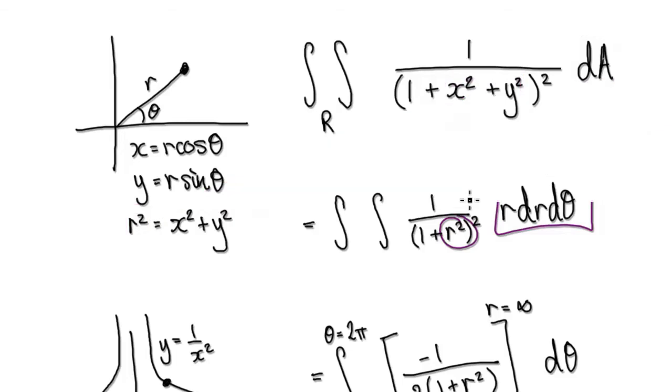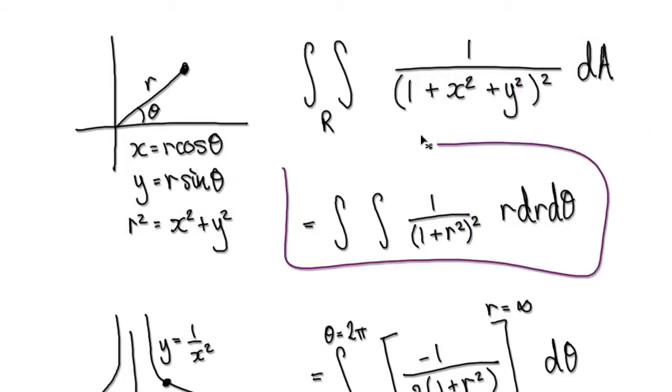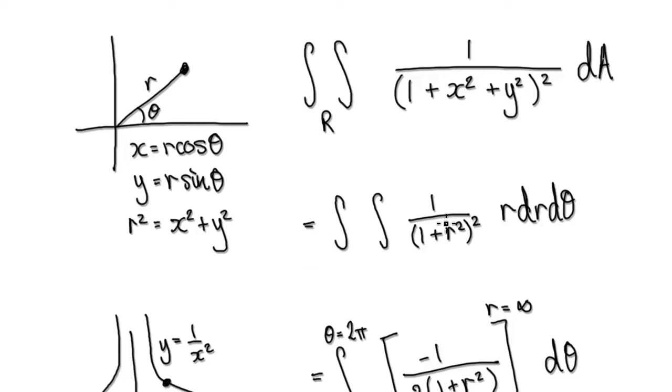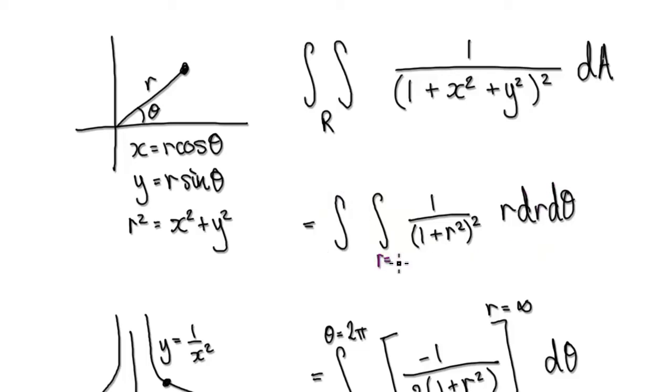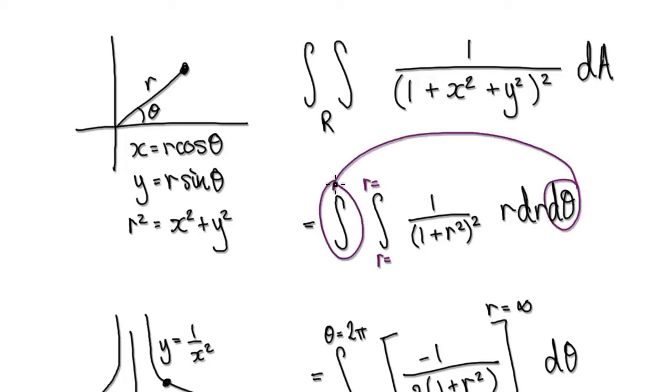So now it's just a matter of integrating this, but we need to come up with our limits of integration. Looking at this, we've got one integral, and then we've got another outer integral here. This inner integral is talking about dr, so it's going to be r equals something to r equals something. The outer integral is talking about theta, so it's going to be theta equals something.